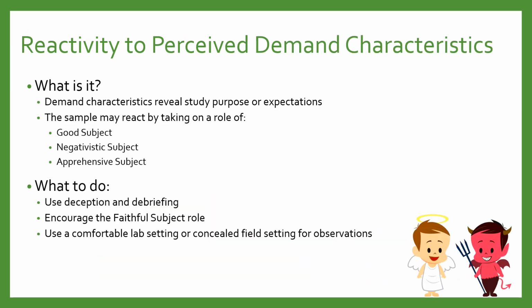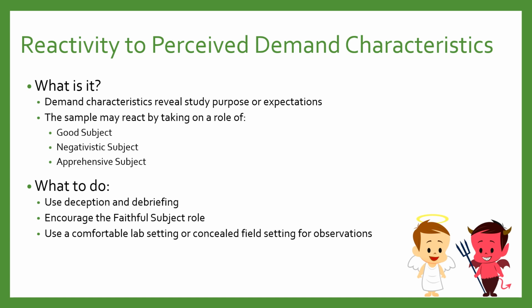Now let's think about how participants can intentionally alter their behavior or responses to have their desired effect on the actual results of studies. So this is all about the reactivity to perceived demand characteristics, and this is also a participant confound. So demand characteristics within the study can reveal or seem to reveal the purpose of the study or the expectations of the researcher.